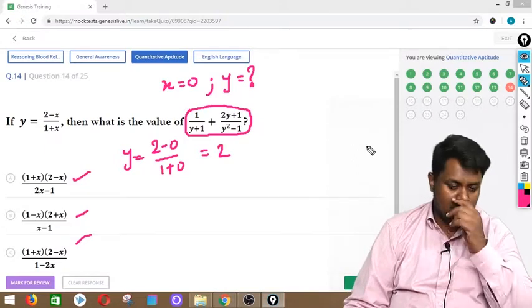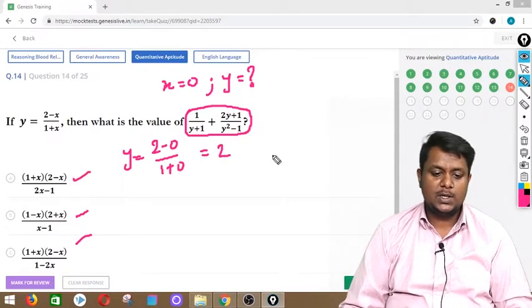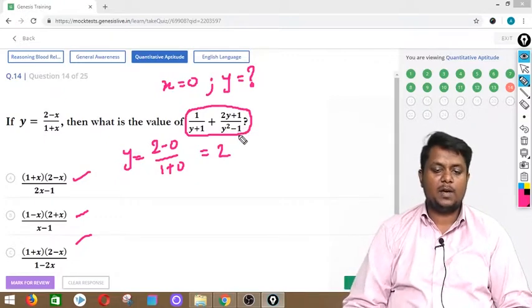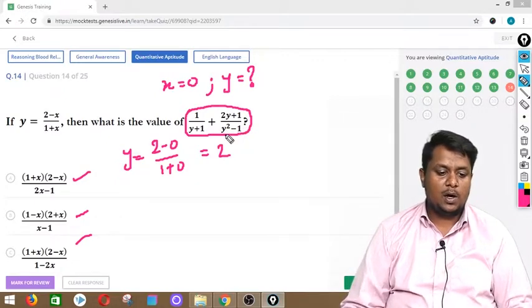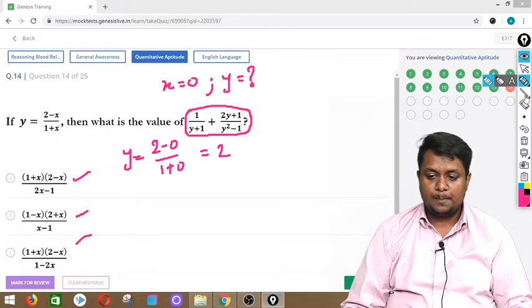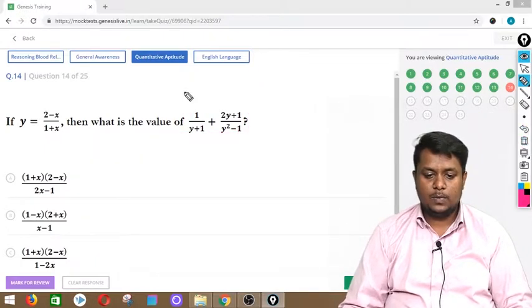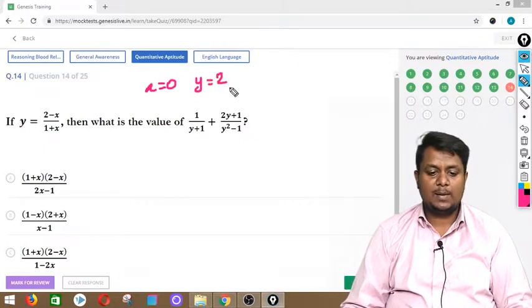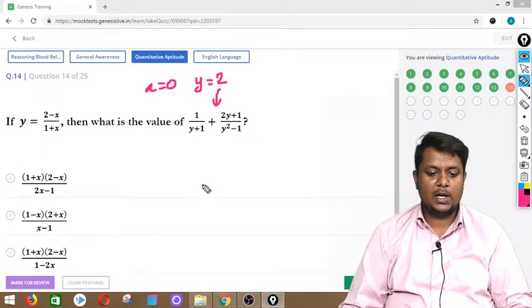There are 4 options. I am going to substitute in one of those options, and if both of them become equal, then I can say that particular option is correct. So when x is equal to 0, y is equal to 2. So I am substituting that value in this particular equation.